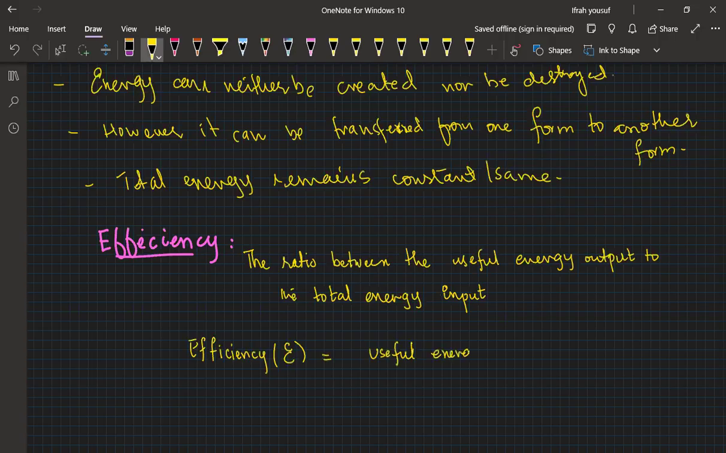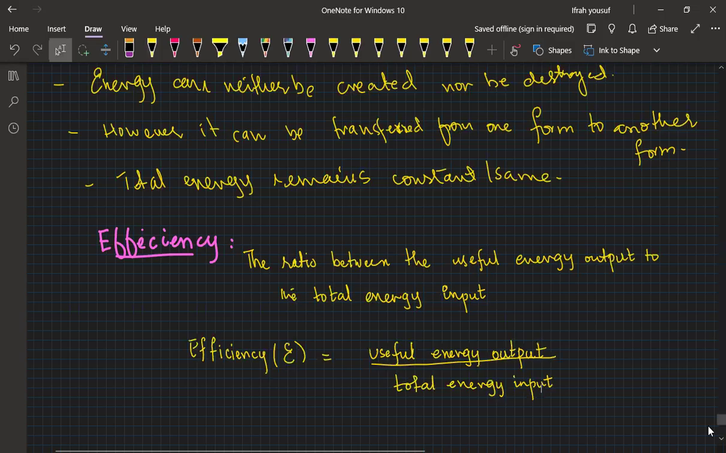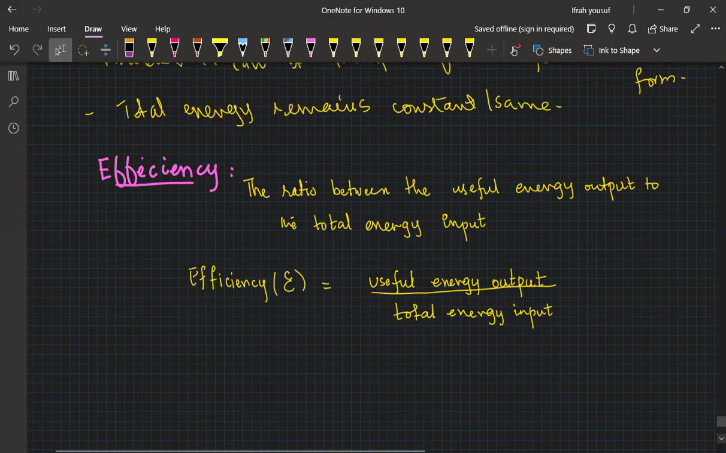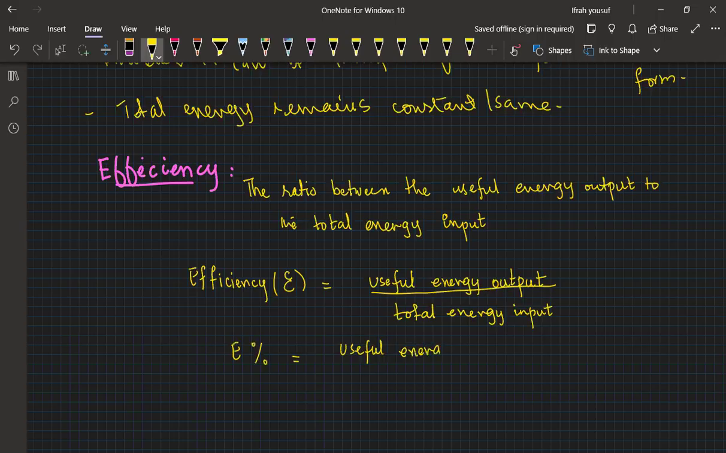useful energy output divided by total energy input. If we want to convert this into percentage form, we will write useful energy output divided by total energy input, multiplied by 100. Clear?